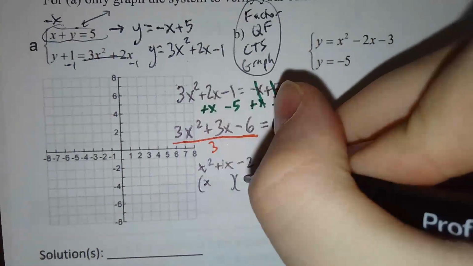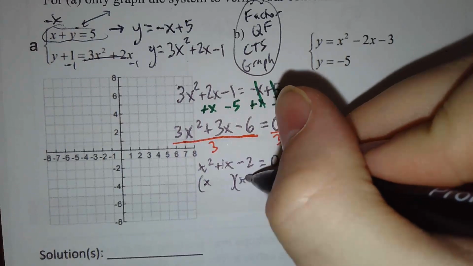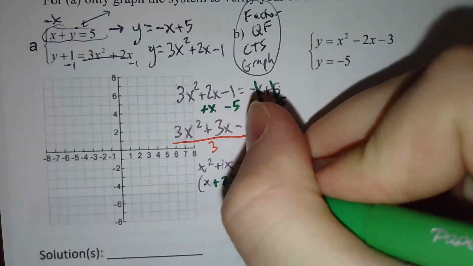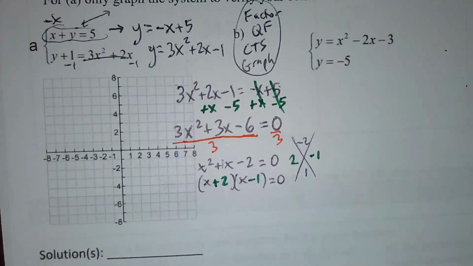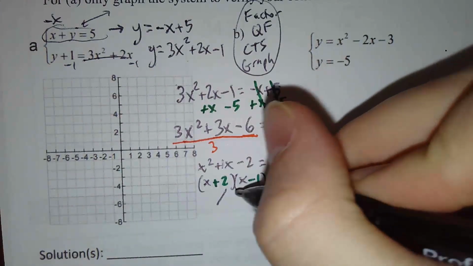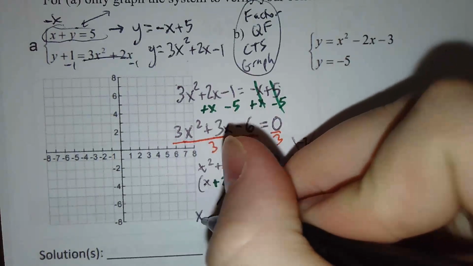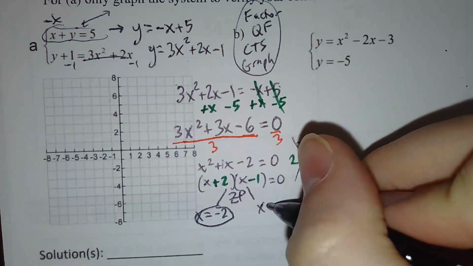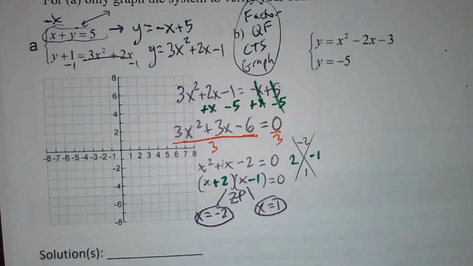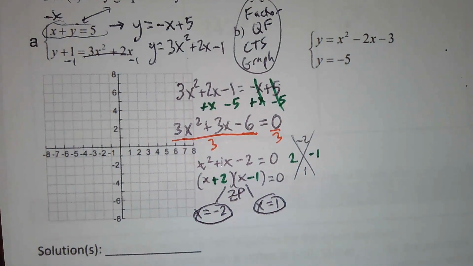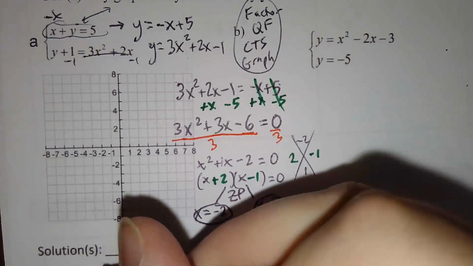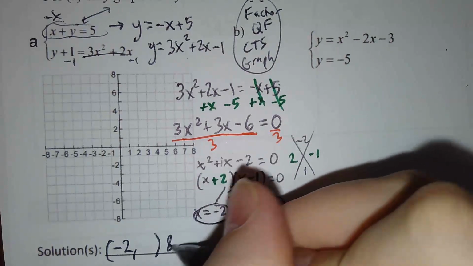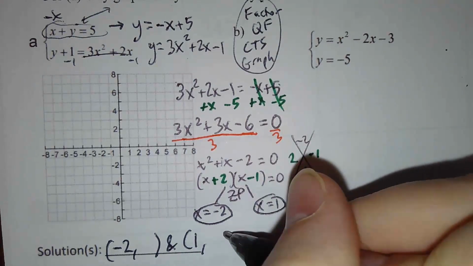So we have (x and x), plus 2 and minus 1. Using the zero product property, we're going to get our two solutions for x. We're going to get x equals negative 2 and also x equals positive 1 when we switch the signs. So those are my x solutions. I know it's going to be negative 2 comma something and also 1 comma something.